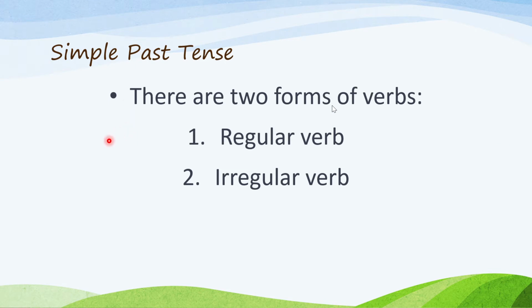Okay, this is also we have covered last week. Kita dah cover benda ni juga minggu lepas. Simple past tense. We will divide it into two forms. Kita bahagikan kepada dua bentuk. Dua bentuk verb. Yang first is regular verb. Biasa. Verb biasa. Number two, irregular verb. Verb luar biasa. Next slide.